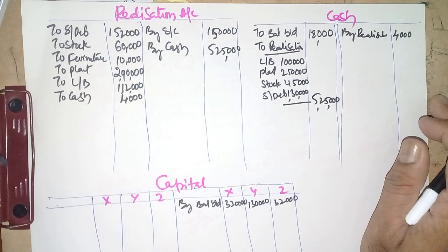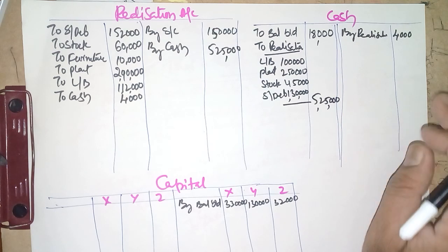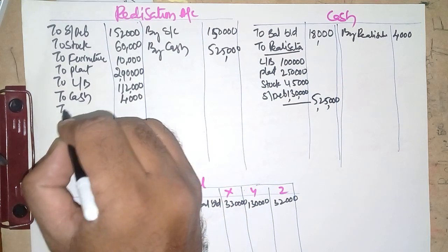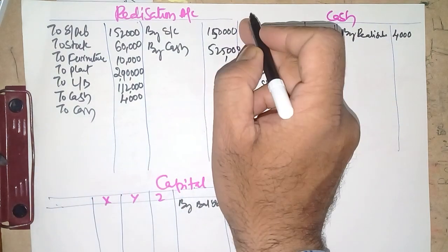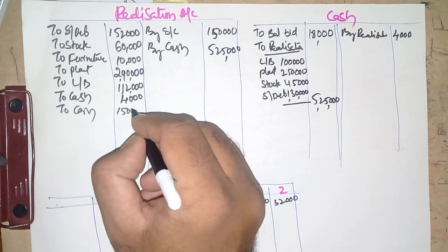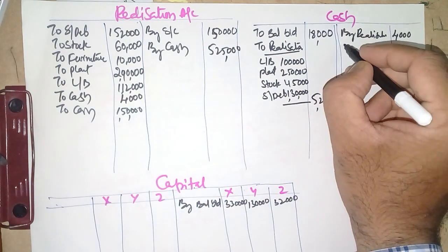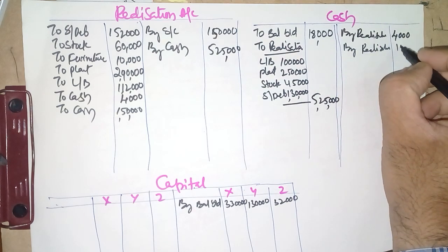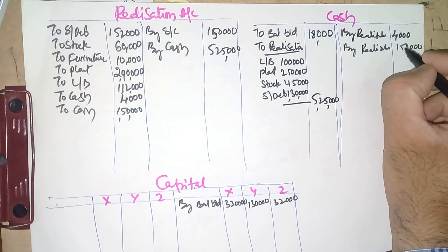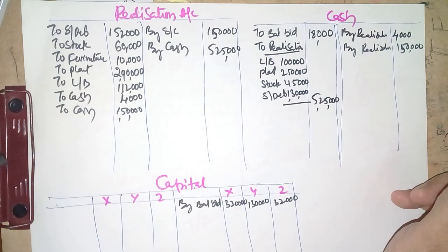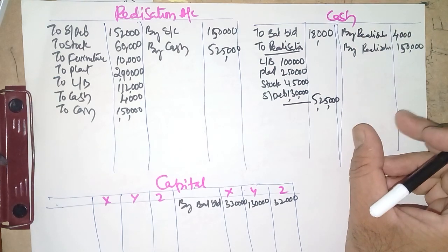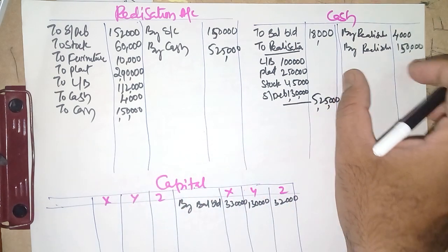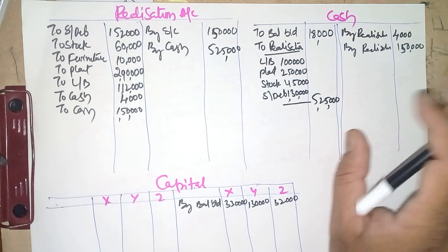So what entry should we pass? The entry should be realization account debit to cash. So in realization, we write to cash the same book value as paid, 1,50,000. In cash account, we write by realization 1,50,000. Though it is not stated, we must make the payment of liability. That is the basic thing you must bear in mind in dissolution of partnership firm, right? So once you write the journal entry, then everything is over.